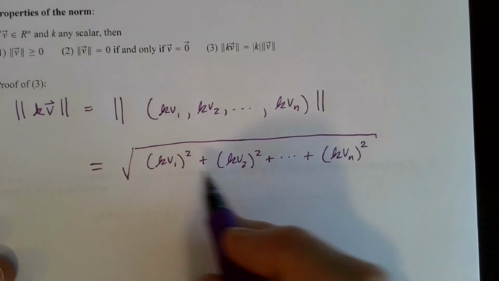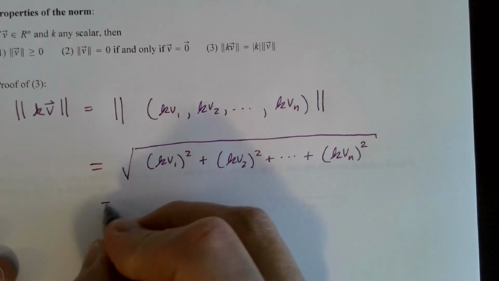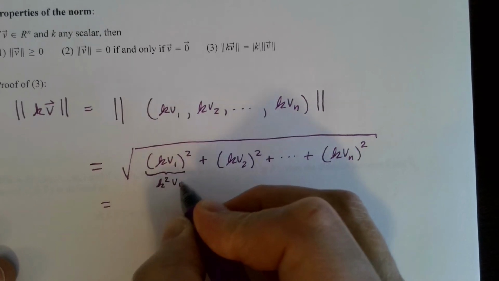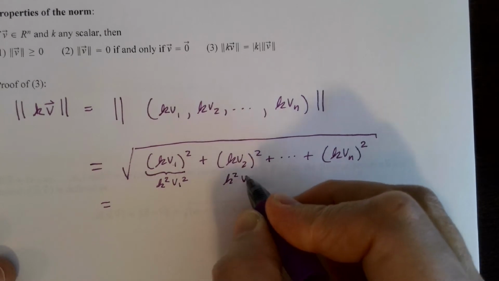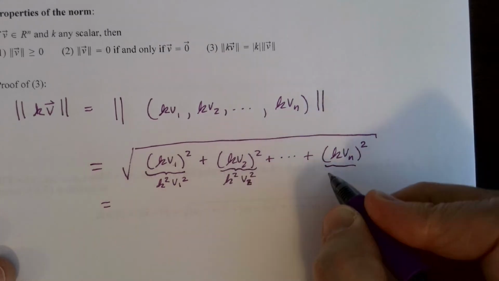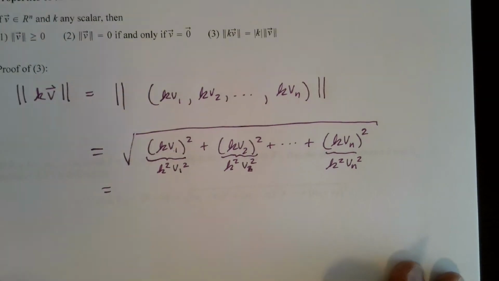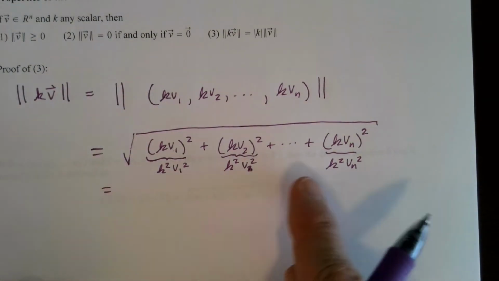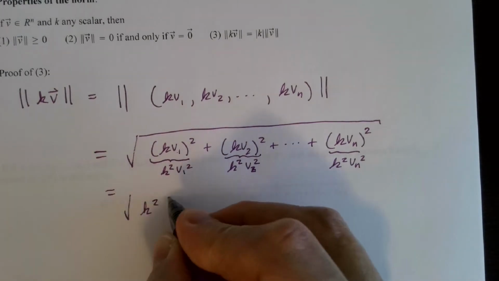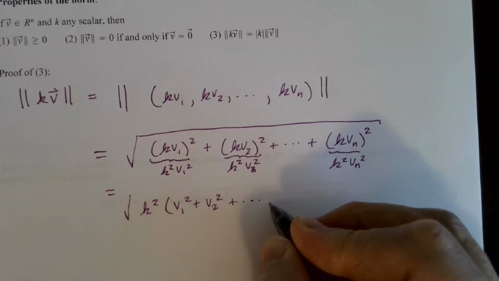Again, this is a scalar quantity now, and because these are scalars, I can in each case, for a product to a power, distribute that power. The product to power rule for exponents gives k squared v1 squared, and then k squared v2 squared, and so on, to k squared vn squared. Then notice there's a k squared factor common to all of these. I can factor that out, and I'm left with v1 squared plus v2 squared all the way to vn squared.